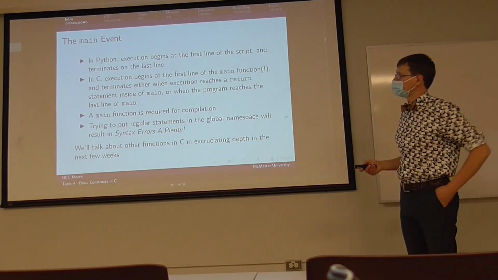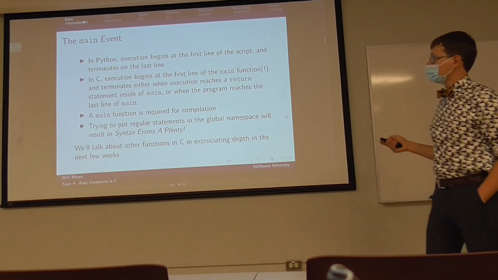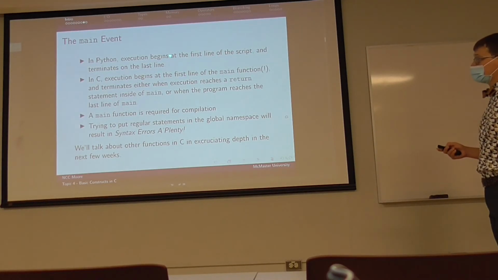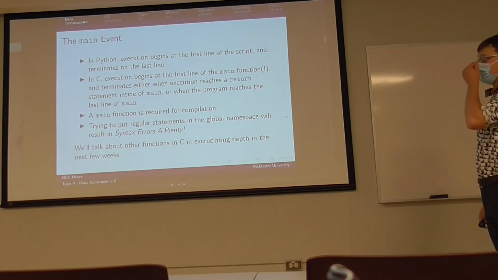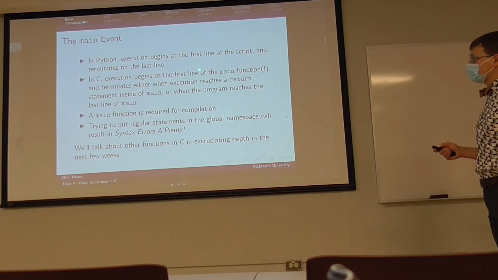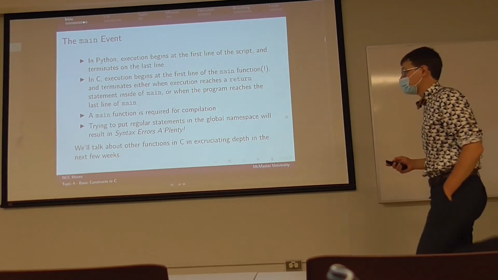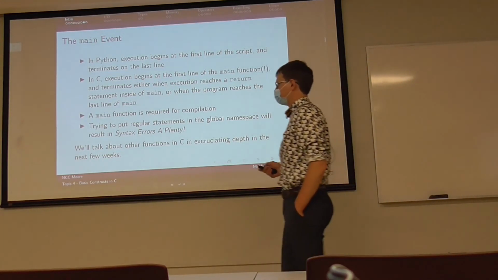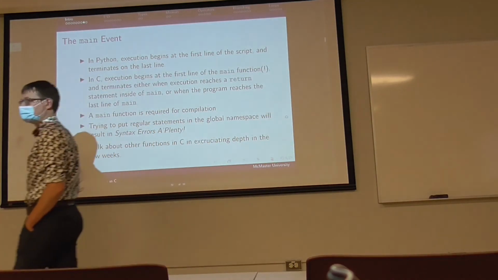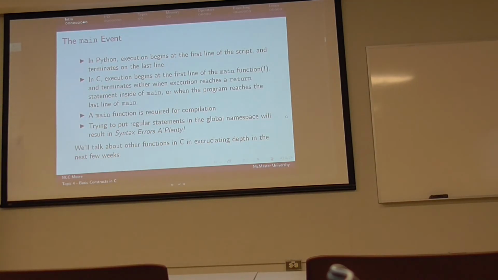Okay, so in Python, execution begins at the first line of the script and terminates on the last line. In C, execution begins at the first line of the main function and terminates either when execution reaches a return statement inside main or when the program reaches the last line of main. A main function is required for compilation. The top level C program must contain a main function, because if it doesn't have one, what are you executing?